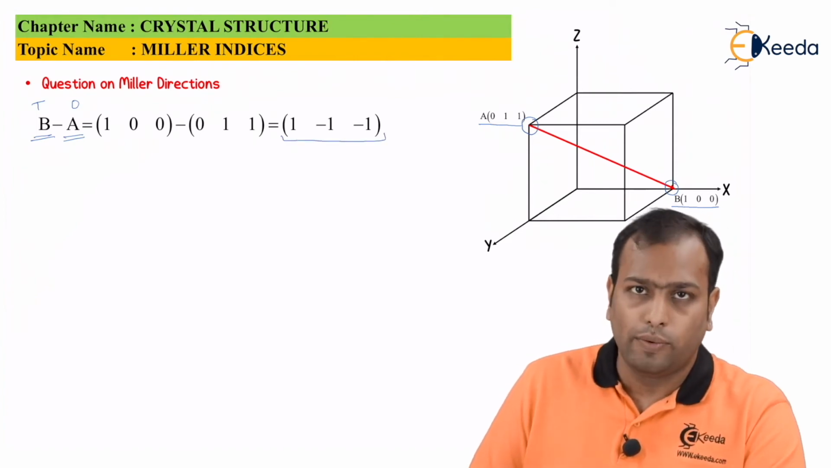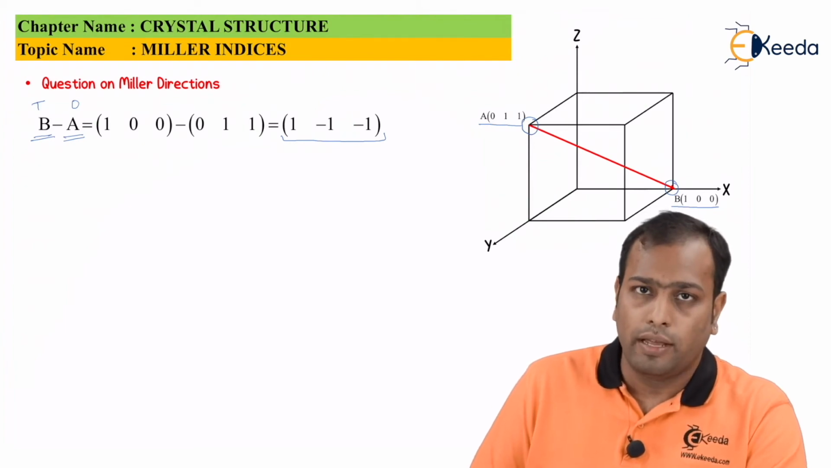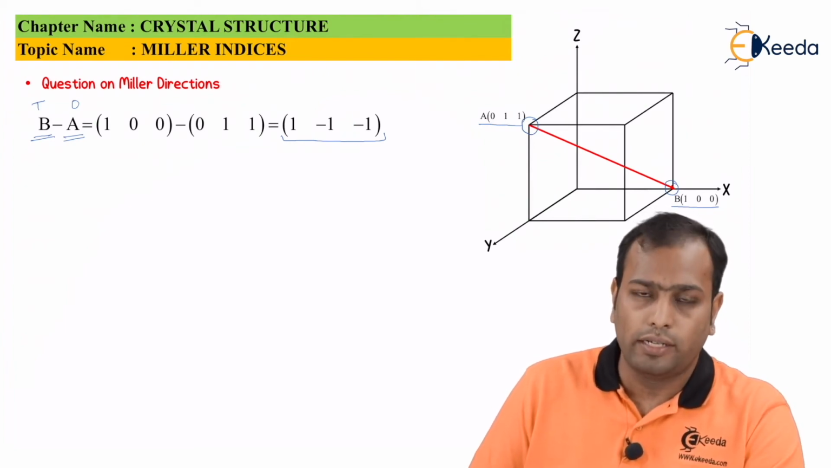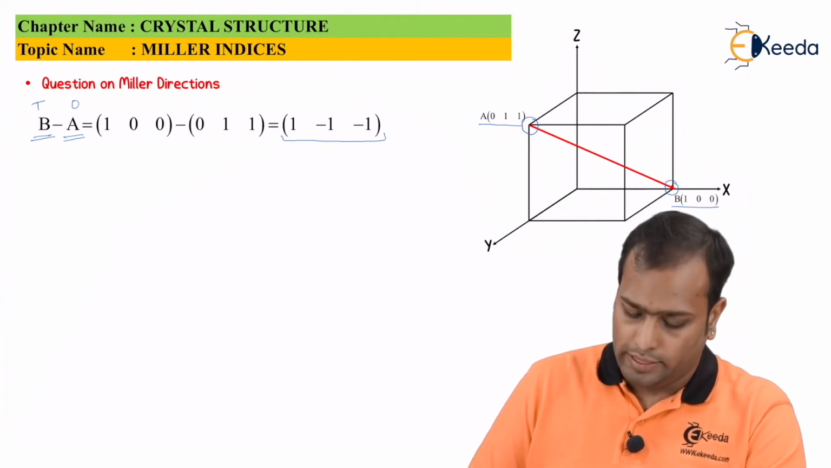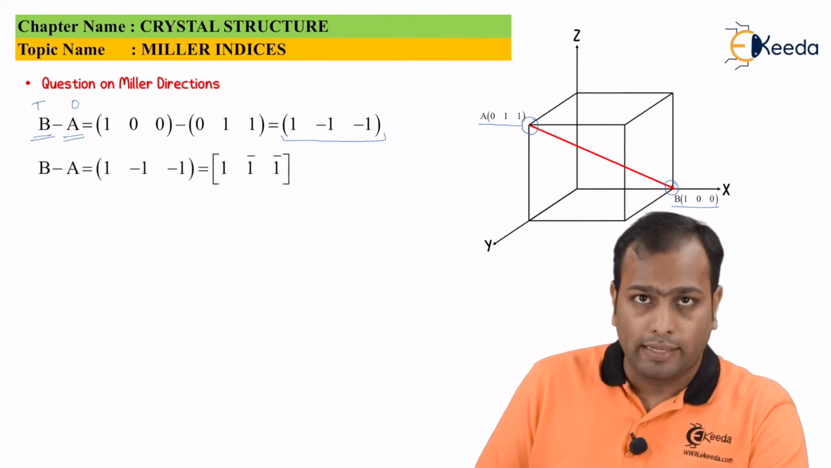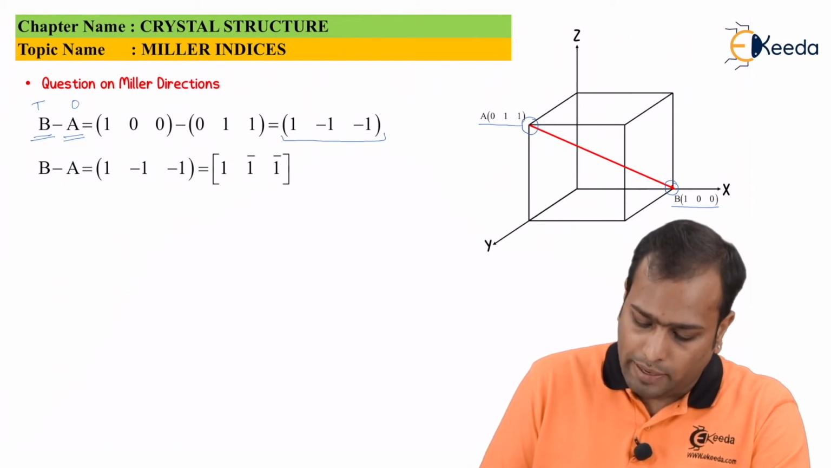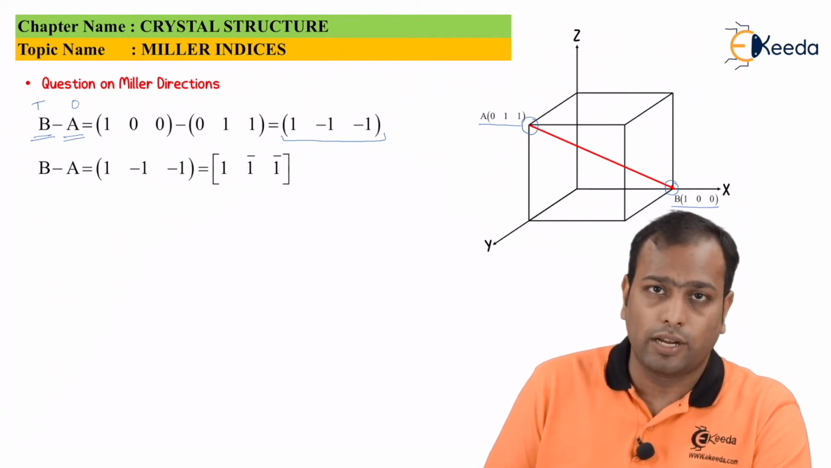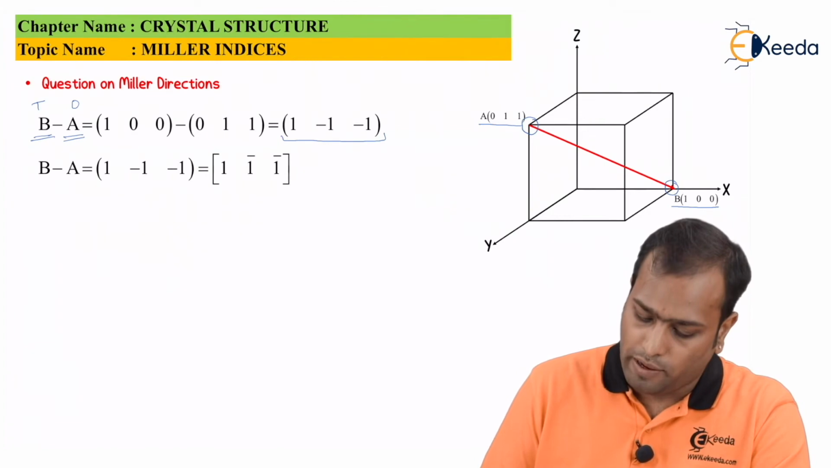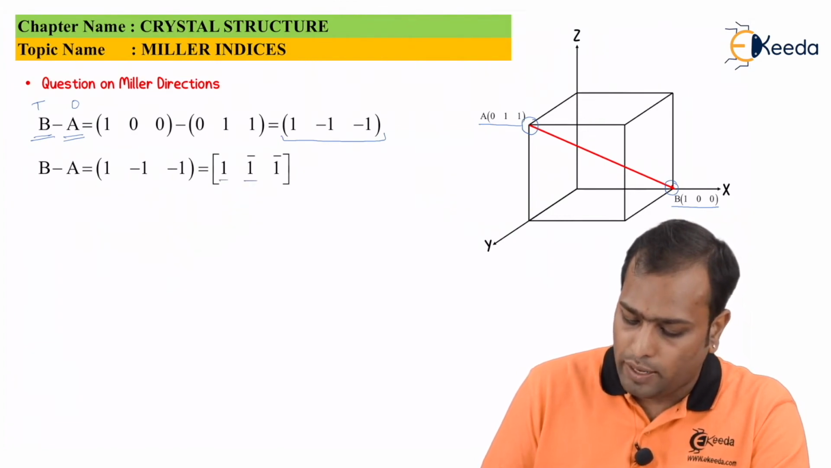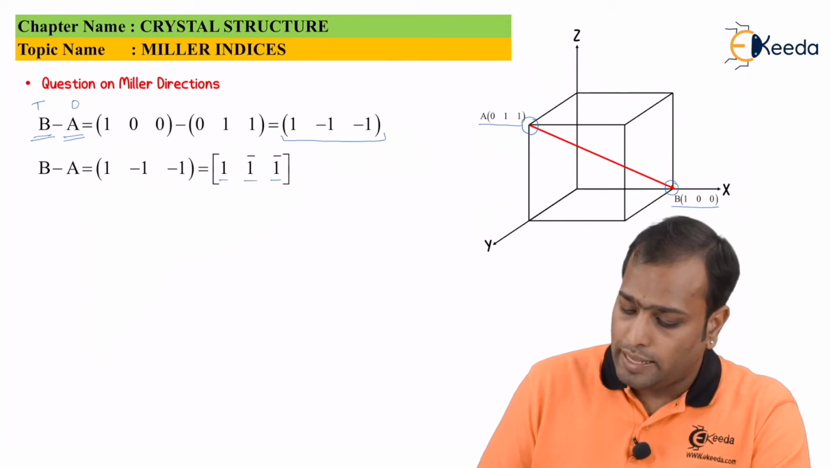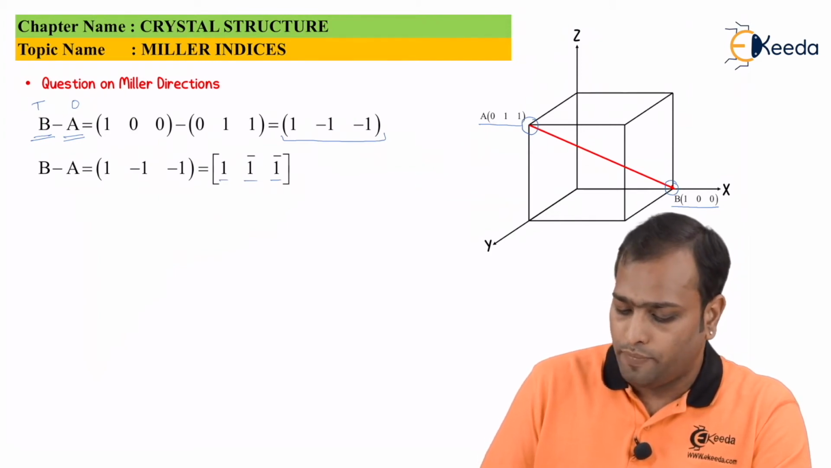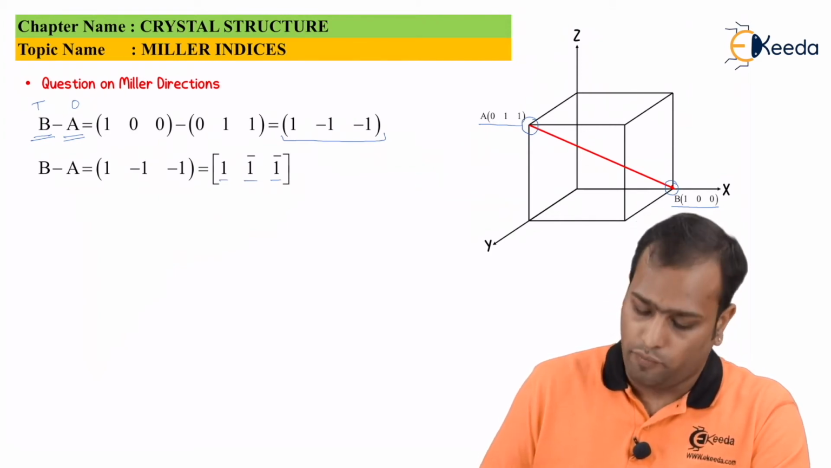Now, since these values are not more than 1 in x, y and z coordinates, we would not be rationalizing it because this can be plotted in a unit cell. So b minus a, we would be getting 1, minus 1 and 1. Since this is rationalized, we would directly convert it into the bar form, which is 1, 1 bar and 1. So the answer to this question, what are the Miller indices for this vector, is 1, 1 bar and 1.